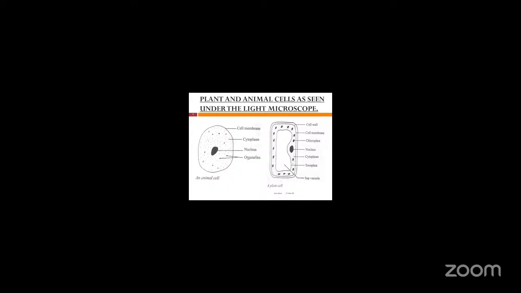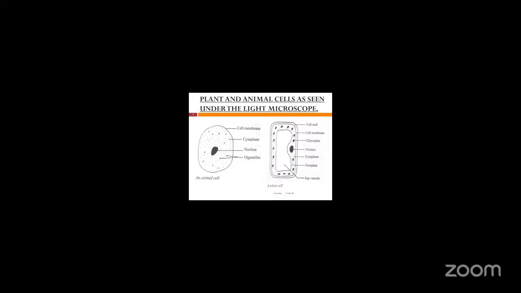When you talk about an animal cell, as you can see, we do not have a cell wall in an animal cell, but we have a cell membrane. What this suggests about a plant cell is that a plant cell is stronger compared to an animal cell, and animal cells easily burst. The reason why they easily burst is because they lack a cell wall.